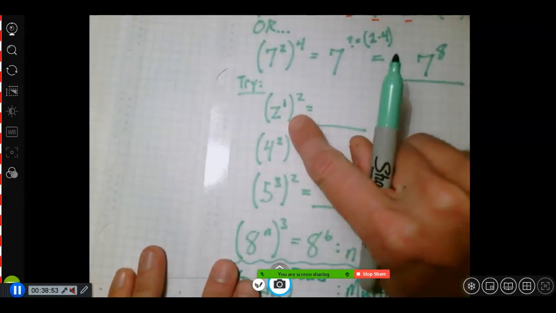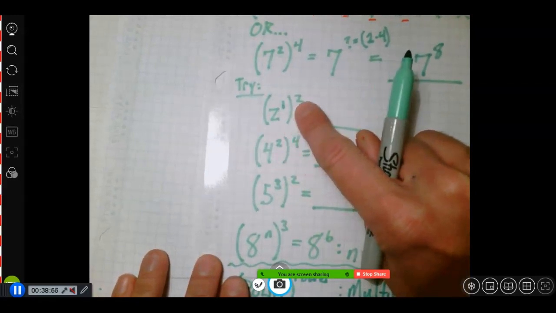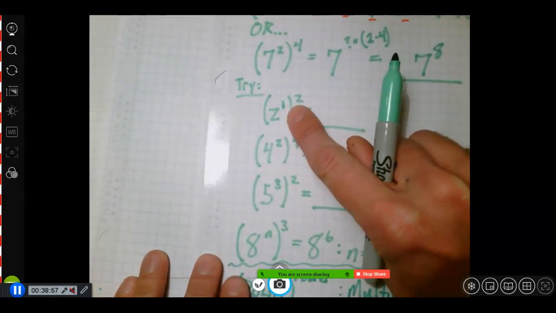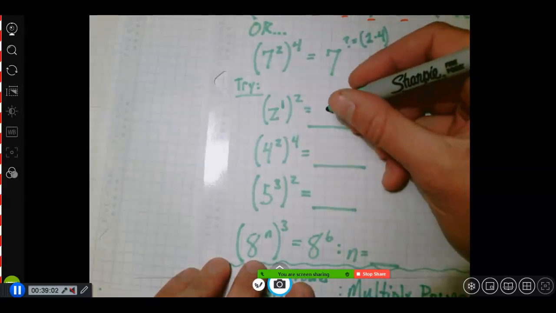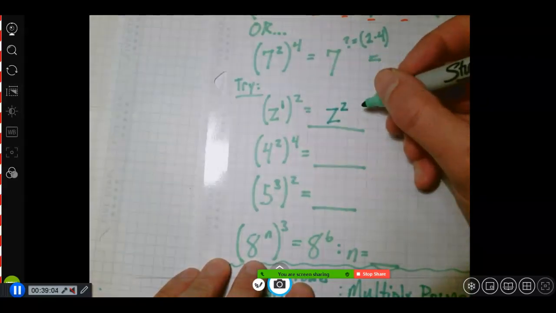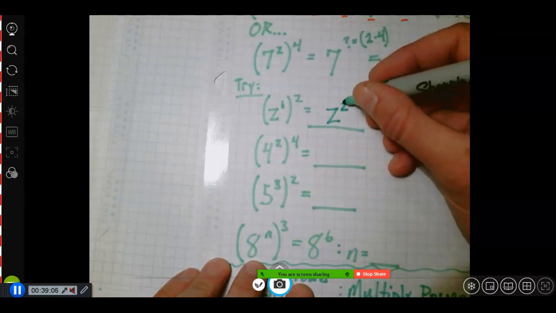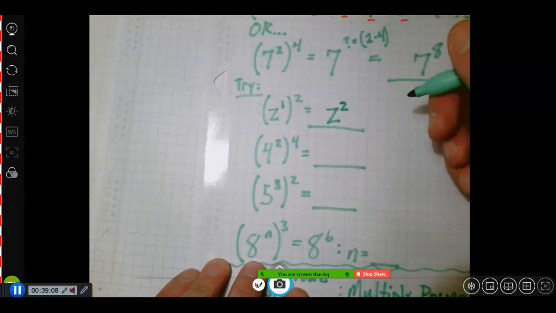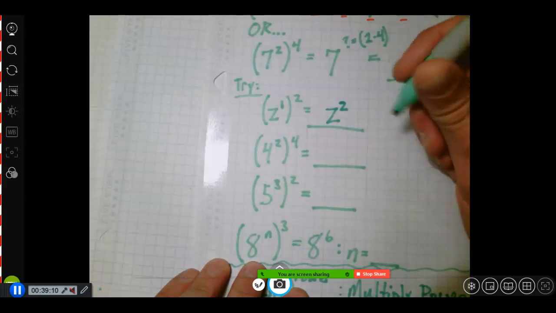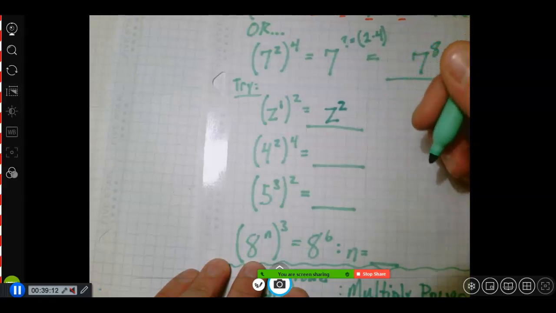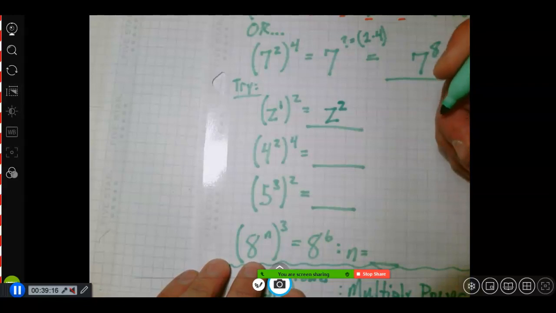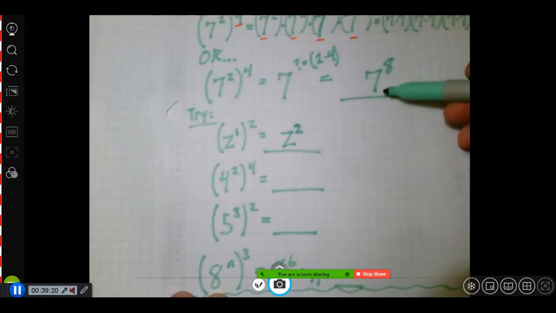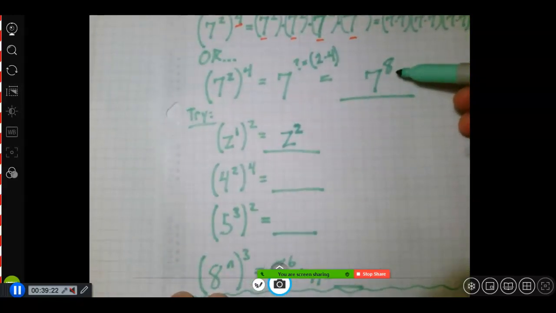So z to the 1st to the 2nd, well, that's not very creative. 1 times 2 is not very tough. Kelly, what do you got for us? I see your hand up there. Z to the 2nd. Yeah, it's a very large number, right? That's why most of the time it's easier to just write it as 7 to the 8th.